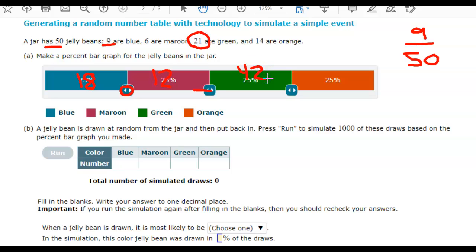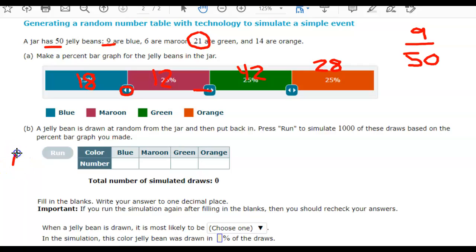And then lastly, we have the orange, and the orange is going to be 14 divided by 50, and that's going to give me 0.28. And 0.28 is the same thing as 28%. Okay, that's it for part A. Let's go ahead and take a look at part B now.